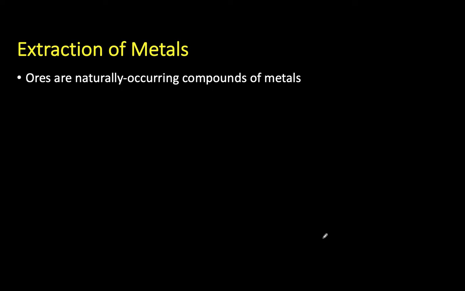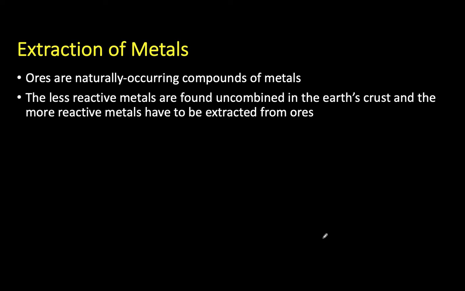So ores are naturally occurring compounds of metals. Metals are very rarely found uncombined on their own in the Earth's crust. Only the less reactive ones are found as pure metals. The most reactive ones need to be extracted from ores.